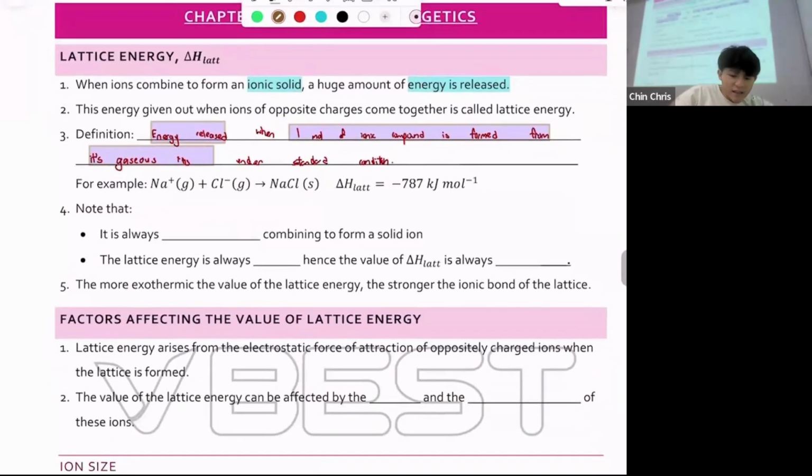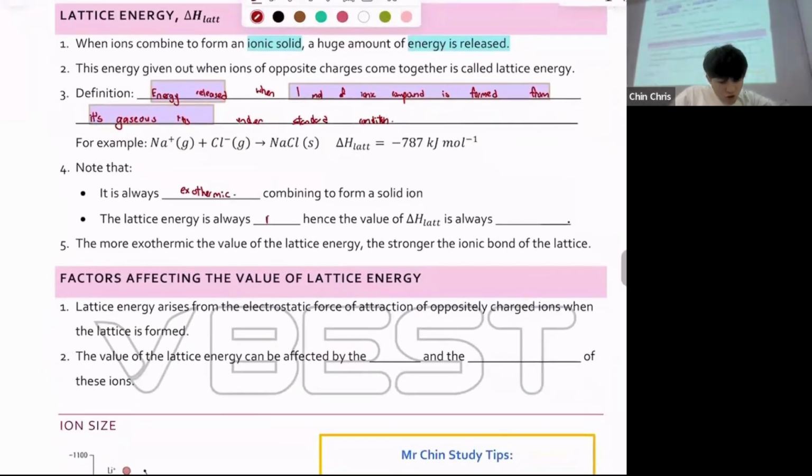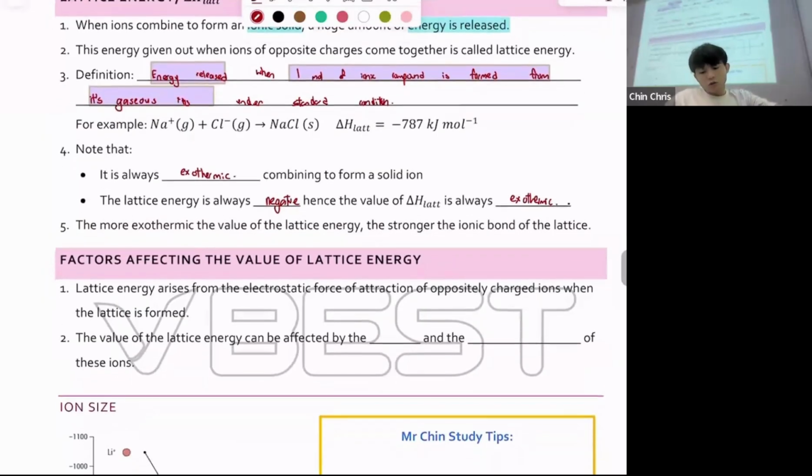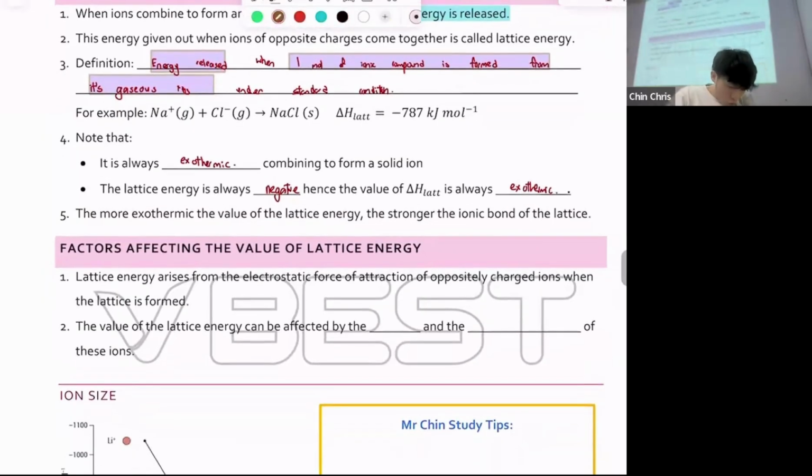All right, guys, next. It is always exothermic combining your ions. I remember that. Okay, and lattice energy is always negative because the value of delta H is always exothermic. Okay, so the more exothermic the value is, the stronger the ionic compound.